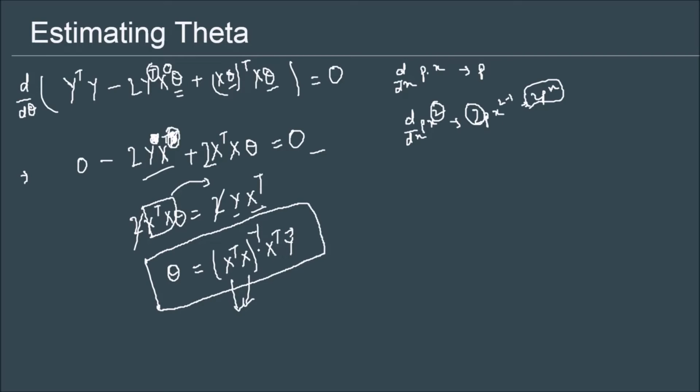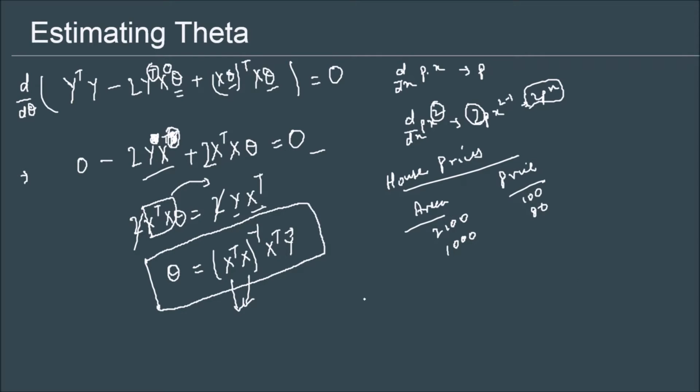Okay, so now that we have derived this equation, let's look at it from a real world perspective. So I again have house prices, and I have area, which is 2100 and 1000, and I have prices, which is 100 and 80. So my X matrix will be [1, 2100], [1, 1000]. My Y vector will be [100, 80].